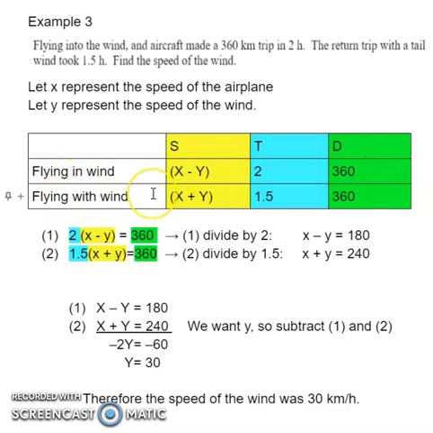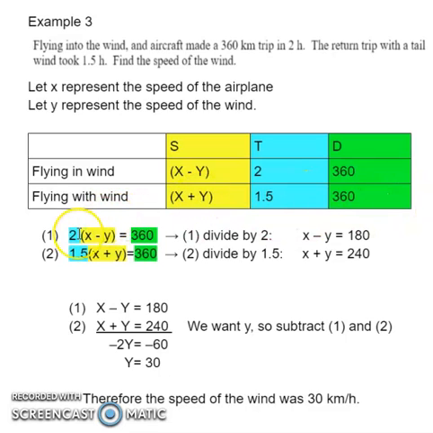When you're flying with the wind pushing you forward, you gain speed, so you'll have x plus y. To go with the wind means you go faster. To go into the wind means you go slower. So when you fly with the wind, it takes you a shorter time. It takes you 1.5 hours. So the other equation is 1.5 times x plus y is 360.